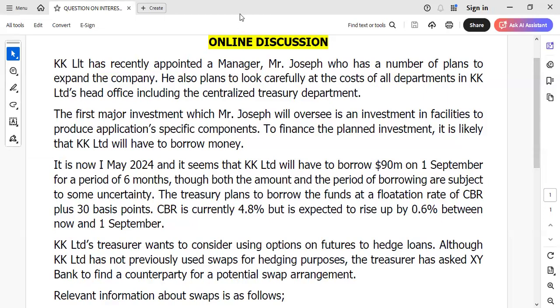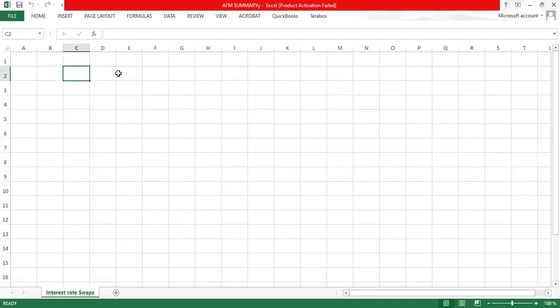Okay, so with interest rate swaps, it's really very easy. You just need to master a few things.